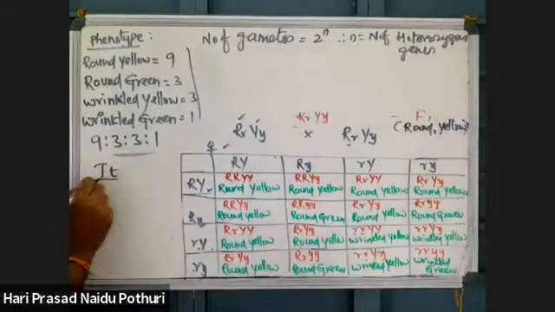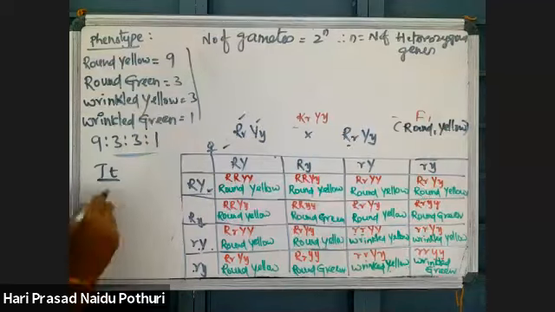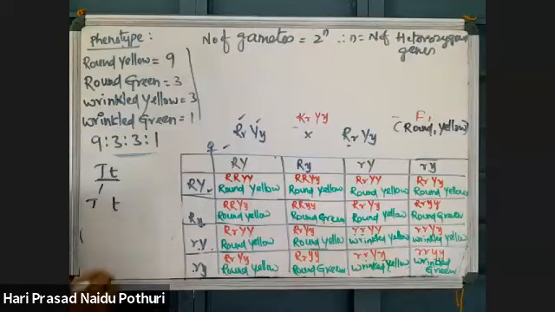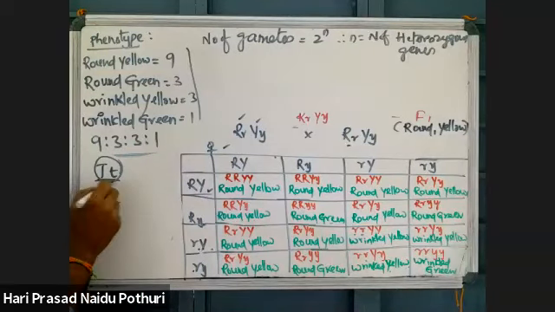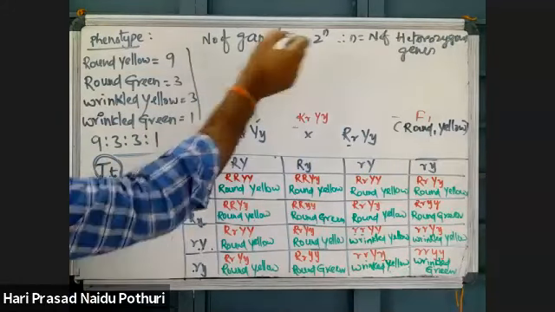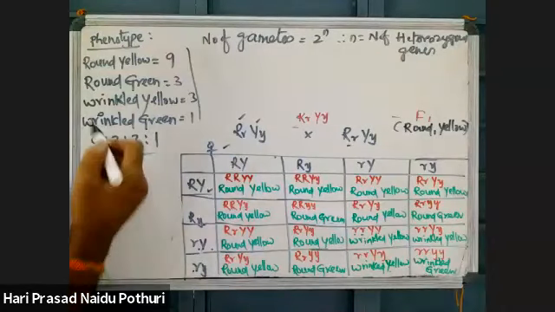Suppose a monohybrid cross. How many gametes are produced? Capital T is one gamete, small t is one gamete. How many heterozygous conditions are there? Only 1. Two power 1 means 2 gametes.